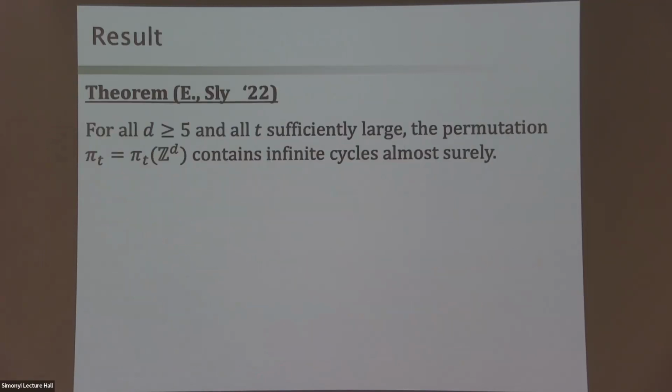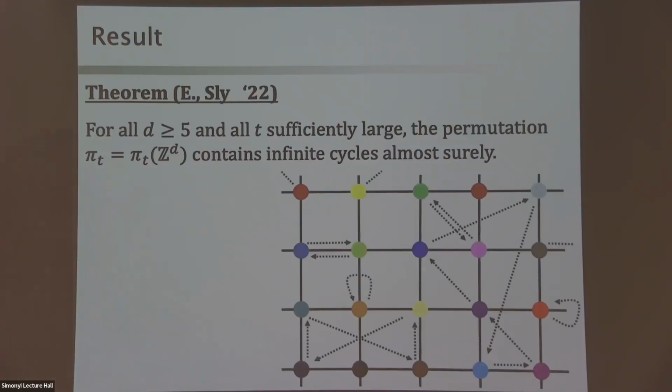So here is the result that we proved last year together with Allan Sly. We showed that if the dimension is at least 5, and you run the process for a sufficiently long amount of time, then the permutation will contain infinite cycles, almost surely. The conjecture is that in 2D it always closes, and we show that in 5D, after a long enough time, it will never close. You will have some infinite cycle.